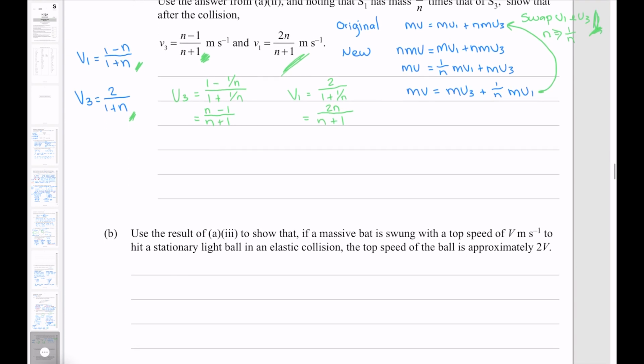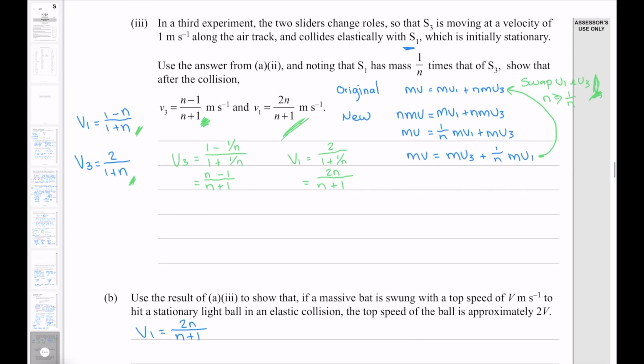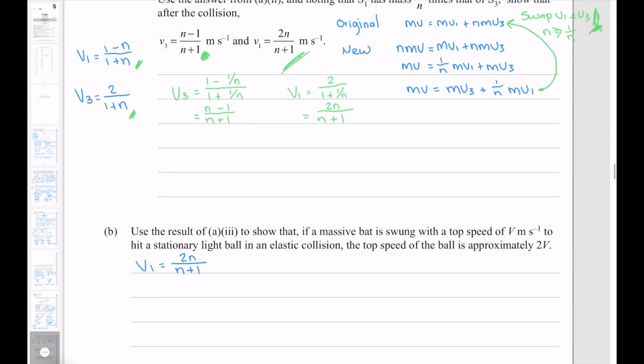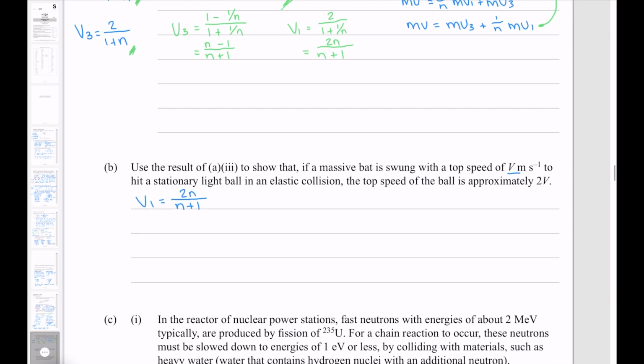And our velocity S1 is 2n over n plus 1. However, now, instead of having an initial velocity of 1 meter per second, we have an initial velocity of v. What that means is that all of our velocities are going to be scaled up by a factor of v. Which means instead of this equation here, we get this equation multiplied by v.